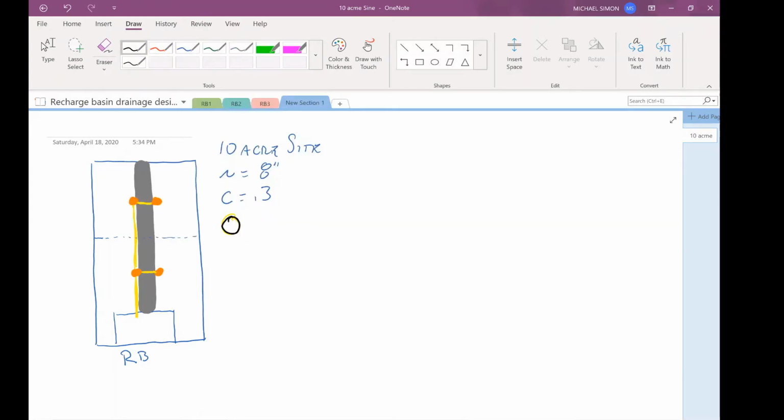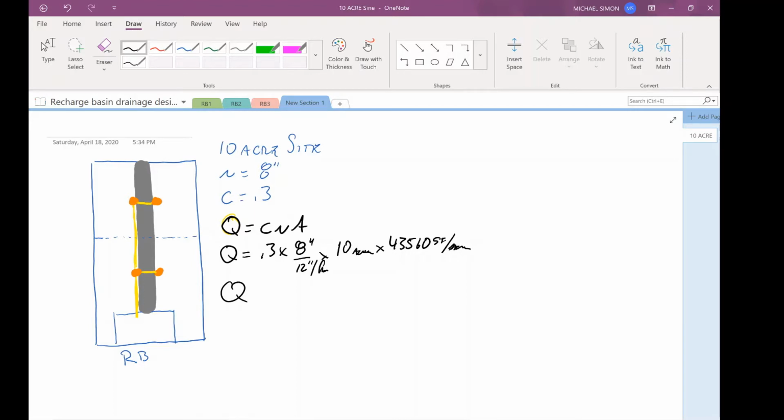That is Q is equal to CIA. Same thing we've been doing all along. So our storage volume for the basin will be 0.3. That's a composite value that we typically use for subdivisions. In this case, we're multiplying it by 8 inches over 12 inches per foot times a 10-acre site. 10 acres times 43,560 square feet per acre.